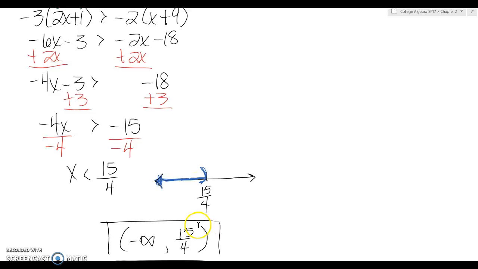My interval notation looks just the same. Positive 15/4 is on the right side with the parenthesis, and it's going to the left, which is negative infinity. So negative infinity with a parenthesis. So there's my interval notation. Interval notation is the smallest it can be, comma, the largest it can be.